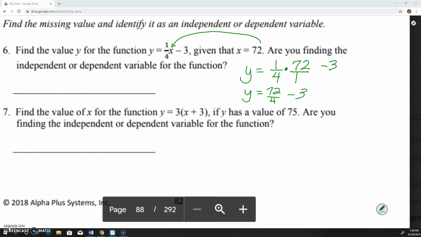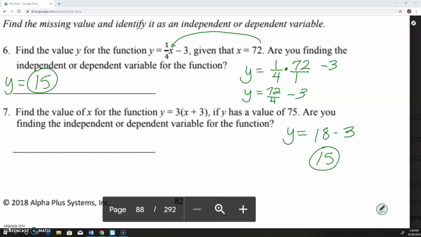Now do I have any division? Yep. What is 72 divided by 4? 18. 18 minus 3. No, 15. 15. And they gave me x, so that was y equals 15.